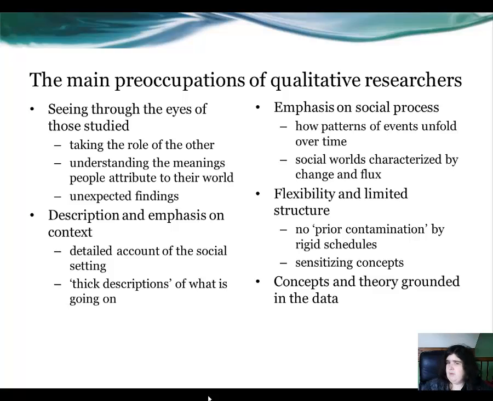Researchers have identified that it's enabling flexibility and limited structure, in that there's no contamination by rigid schedules, and also, in a sense, your research is completely unstructured. Day in, day out can be different. Different events cause different questions or different things to emerge. And again, in a sense, the output is that the concepts and theory are then grounded in the data that you have actually gathered.